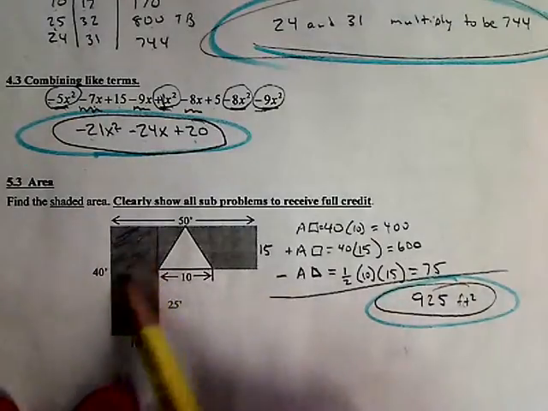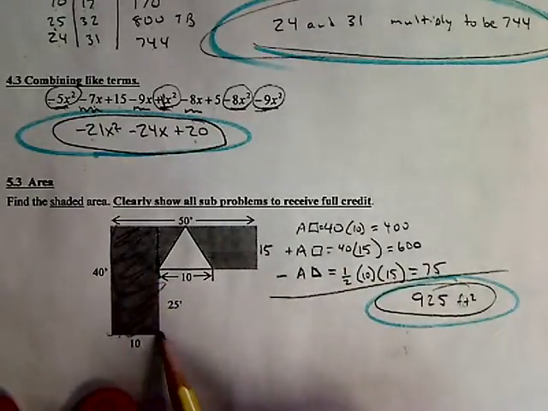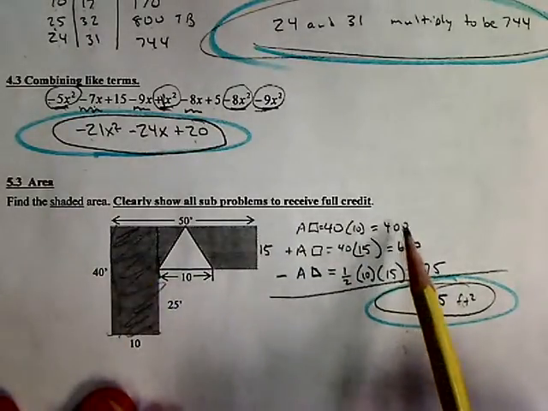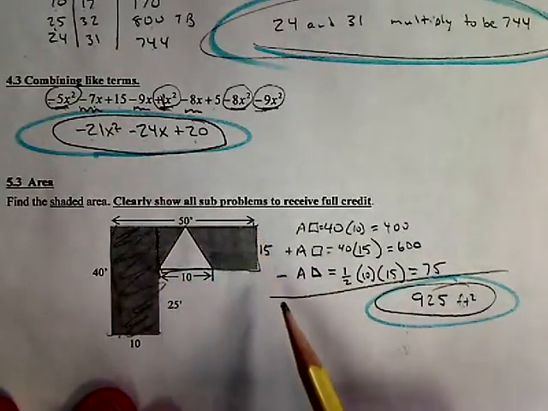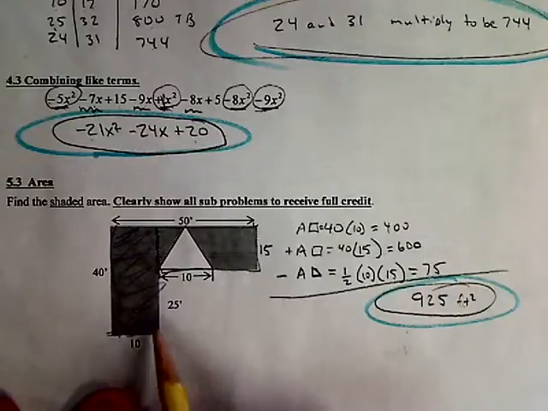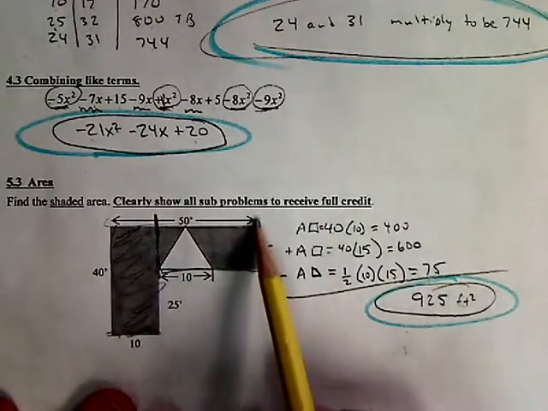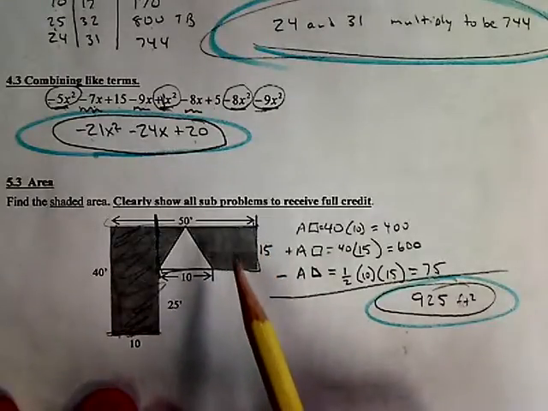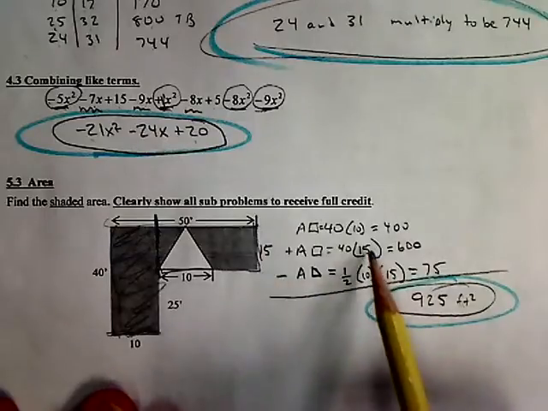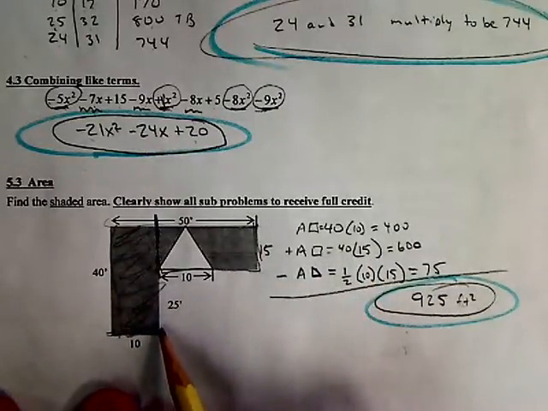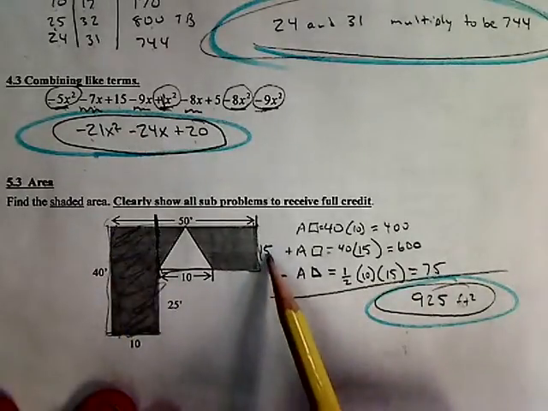I found the area of that rectangle because I drew a line down here. It's 40 by 10. Base times height gives me 400. Area of this rectangle is, if that's 10, the whole thing's 50. So this piece from here to here has to be 40. 50 minus 10. So that's 40 by this height is 15. Because this is 25, that's 40. And that gives me 15.